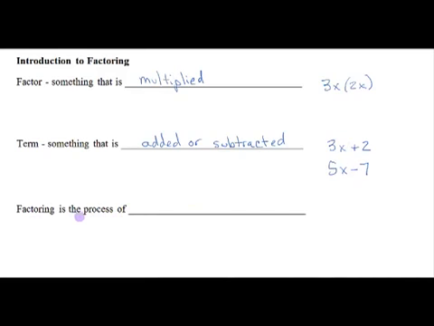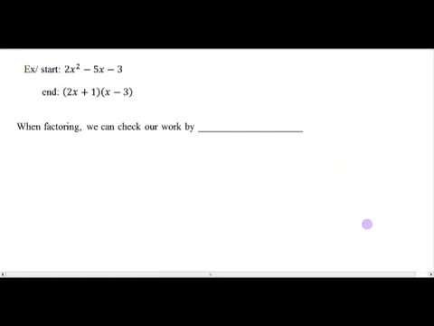So factoring, since factors are things that are multiplied, factoring is the process of making terms into factors. So this is what we'll be doing over the next few lessons. For example, we'll start out with a polynomial like this one, and we'll end up as it's factored. In other words, this is the result of multiplying those two binomials. Now we're kind of unmultiplying those factors.